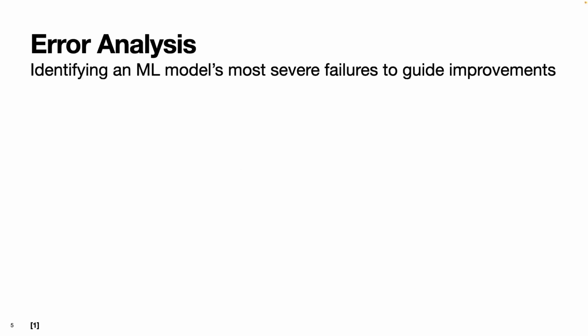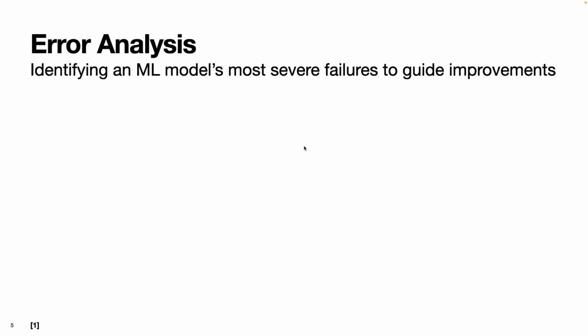And so one answer to this question is error analysis, which consists of identifying a machine learning model's most severe mistakes in order to guide its improvement. In other words, we're trying to figure out what are the most common failures that come up for our machine learning system and resolving those failures in a systematic way.